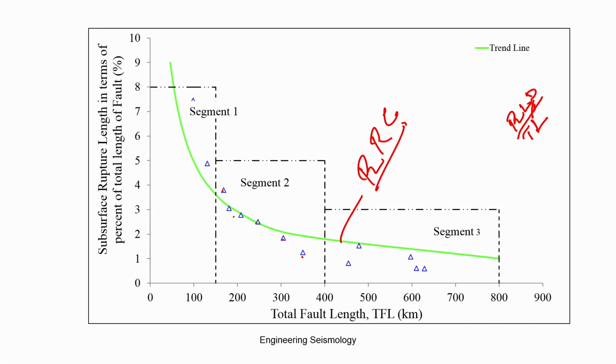Once you establish this concept, you know what the trend is, and you can decide what rupture length percentage you can take. Then you can convert that into the magnitude, and that magnitude will be taken as the maximum magnitude. That procedure and its explanation I am going to discuss further in the class.